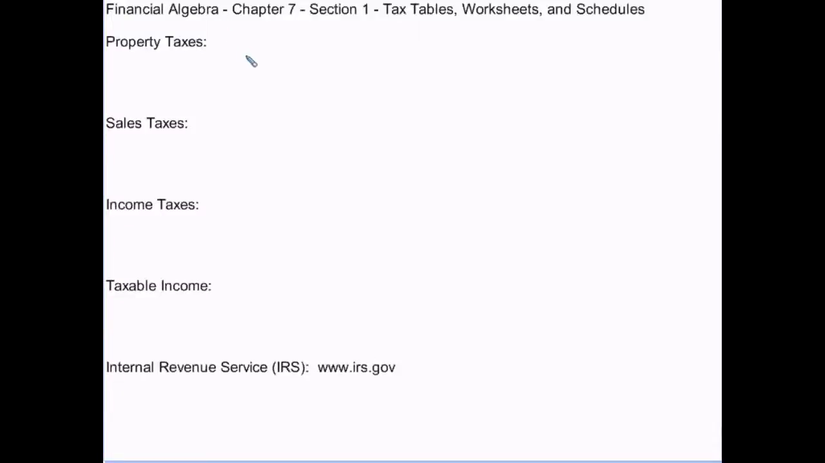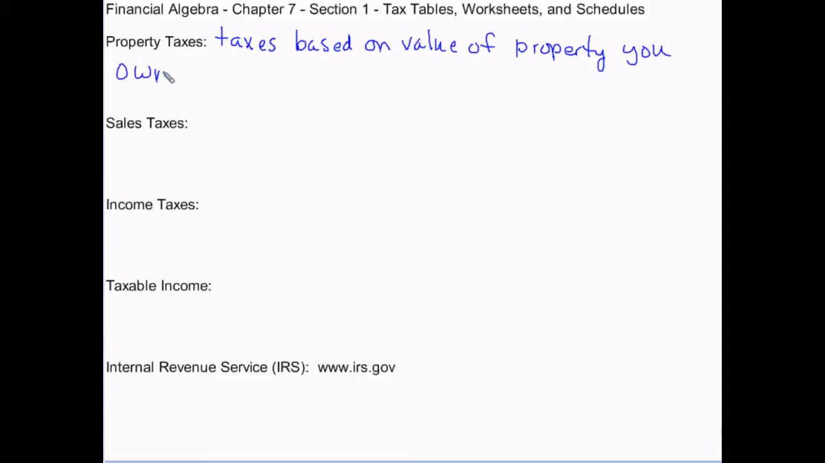Property taxes. These are taxes based on the value of the property you own. And by property, I mean land and permanent structures.